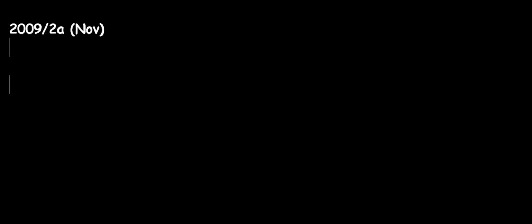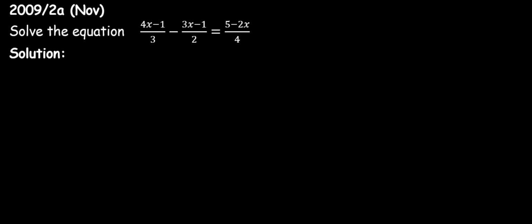Another example. Solve the equation 4s minus 1 divided by 3 minus 3s minus 1 divided by 2 equals 5 minus 2s divided by 4. Solution. First of all, we bring out our problem, which is 4s minus 1 divided by 3 minus 3s minus 1 divided by 2 equals 5 minus 2s divided by 4.